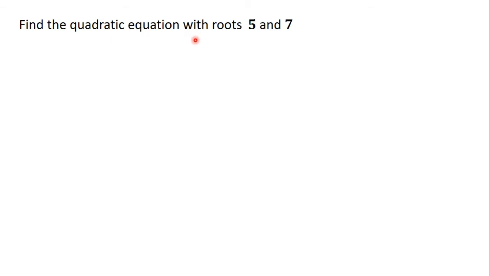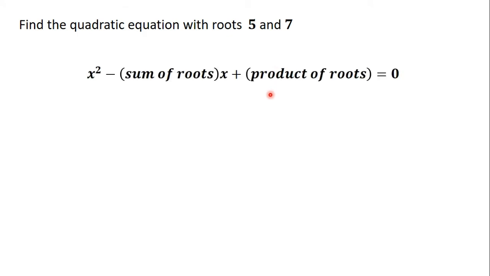Find the quadratic equation with roots 5 and 7. From the previous slide, we have seen that if the variable in a quadratic equation is x and the roots of the quadratic equation are given, the equation can be written as x squared minus sum of roots x plus product of roots is equal to 0. So our equation is x squared minus sum of roots. That means that we have to add the roots. The roots are 5 and 7, so we add them.